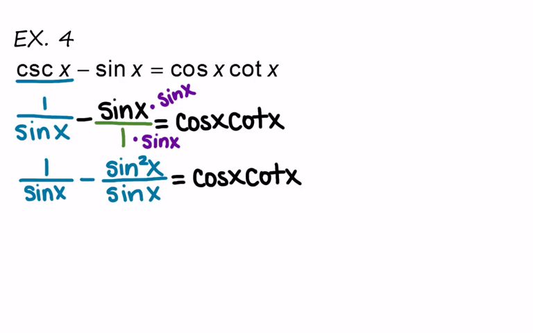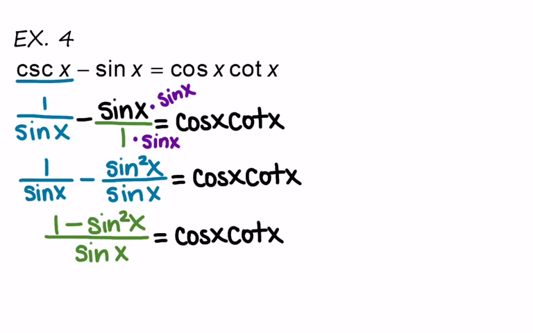Now that they have a common denominator, I can merge these two fractions together, and on the top it will be 1 minus sine squared x over sine x. I know I've seen this before. 1 minus sine squared is part of the Pythagorean identity that I can rearrange, and I know 1 minus sine squared is equal to cosine squared over sine.